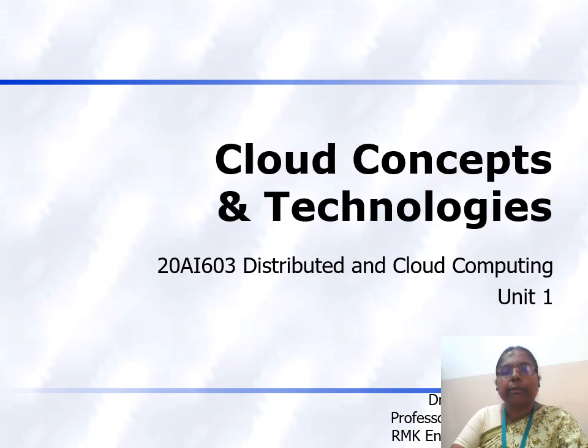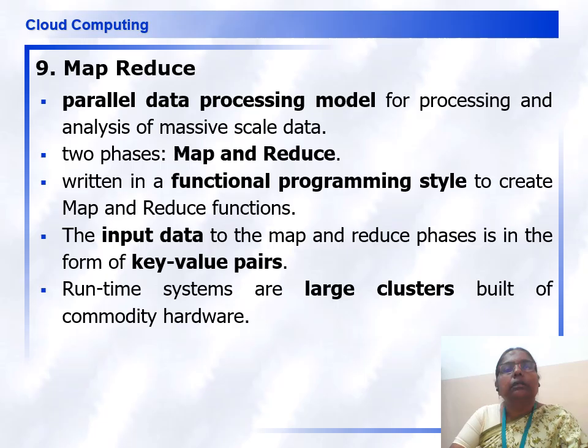We will discuss MapReduce. MapReduce is a processing model for parallel data, and we can use it to analyze massive scale data. There are two phases, one is map and the other one is reduce, and it is written in a functional programming style. The input data to map will be reduced into phases in the form of key value pairs.